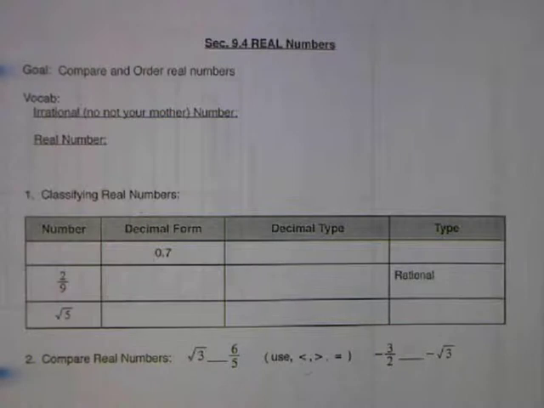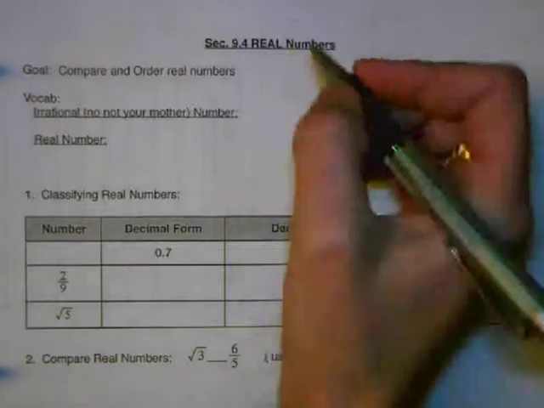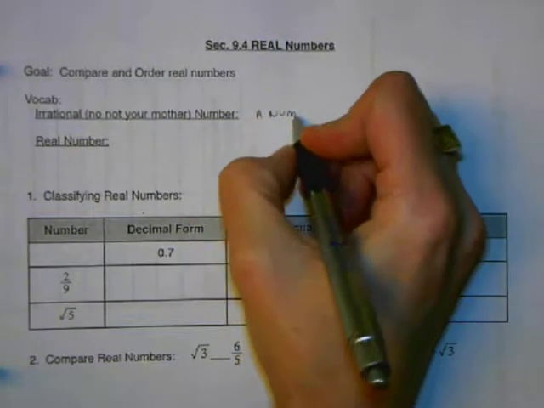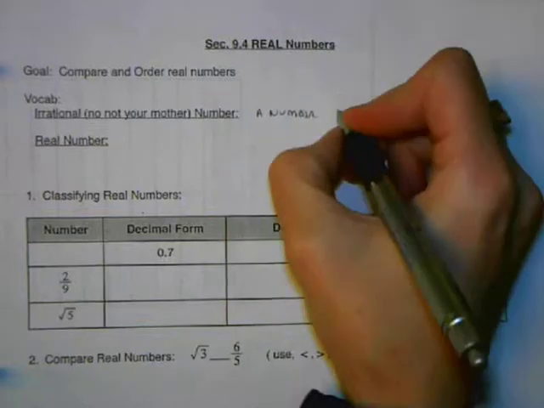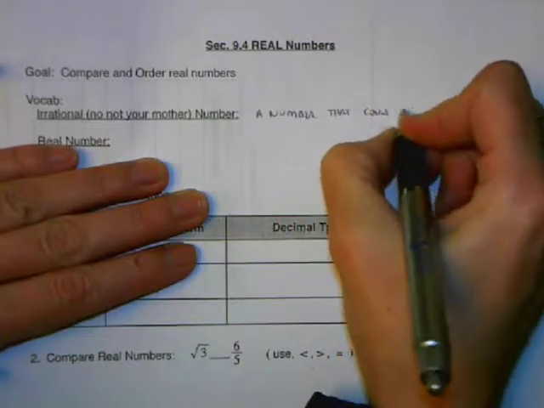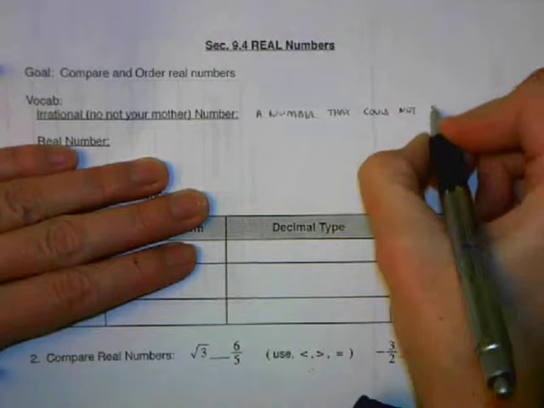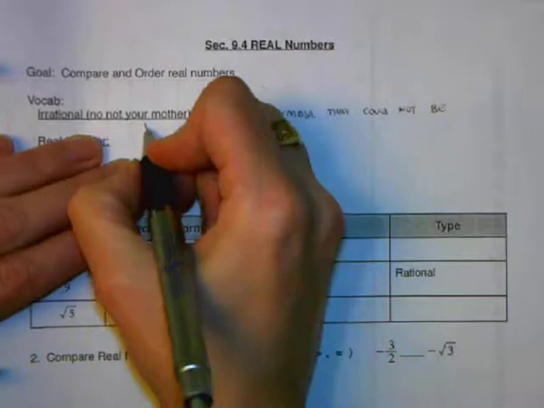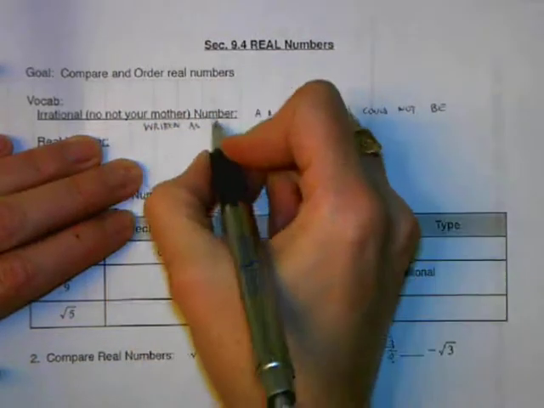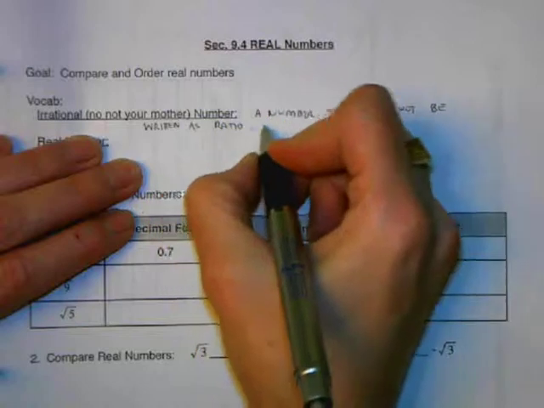These notes go as section 9.4 in your textbook. Remember that we had a definition of an irrational number that said this was a number that could not be written as the ratio of integers.